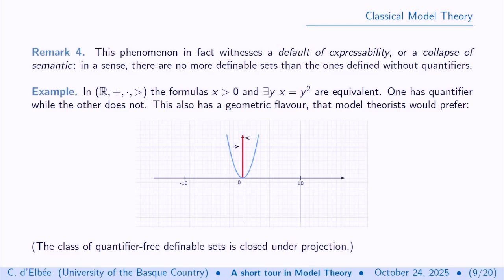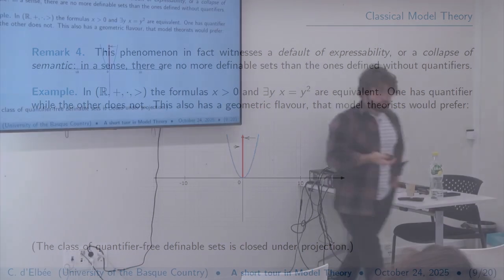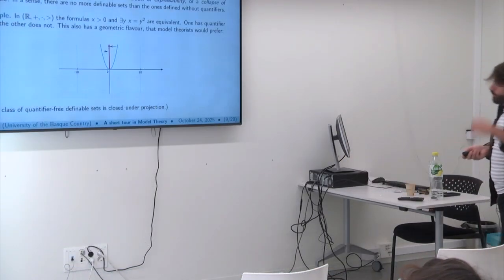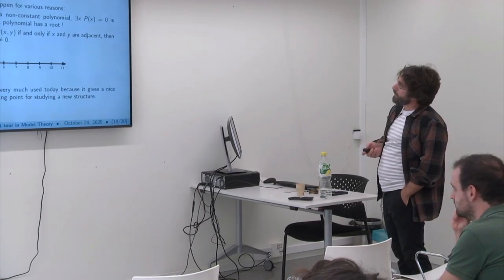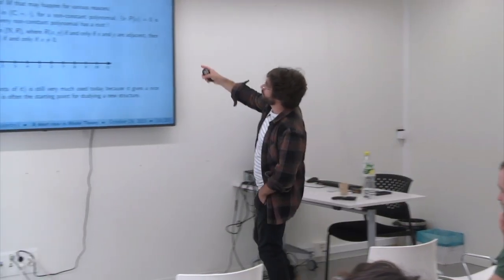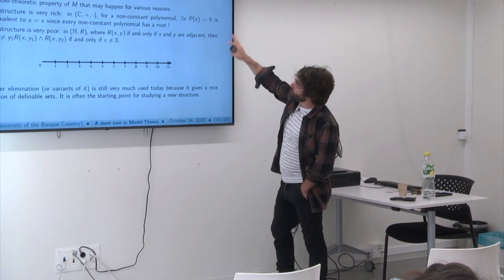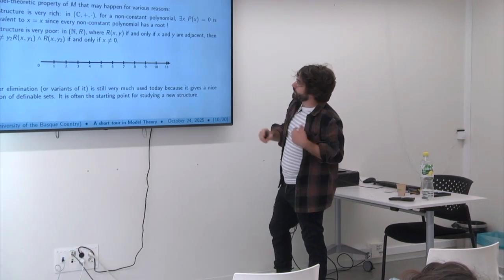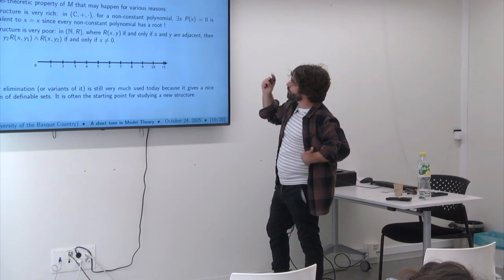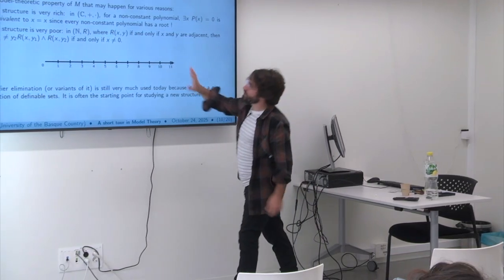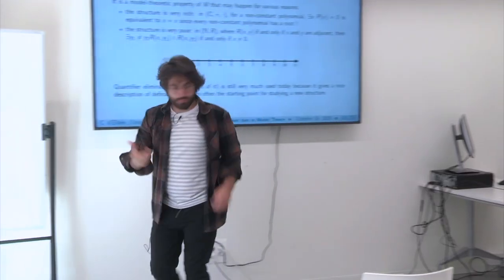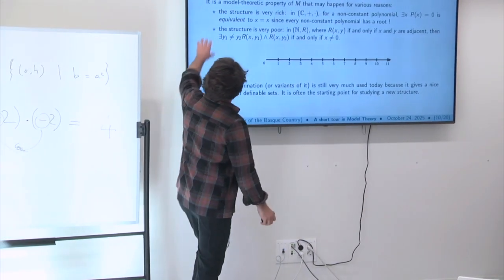So that's one classical model theoretic notion. Very old school. It's still very much used today. Yes, I have another remark. It's a model theoretic property, so still quantifier elimination, that may happen for various reasons. That's again a way of analyzing what this notion corresponds to.